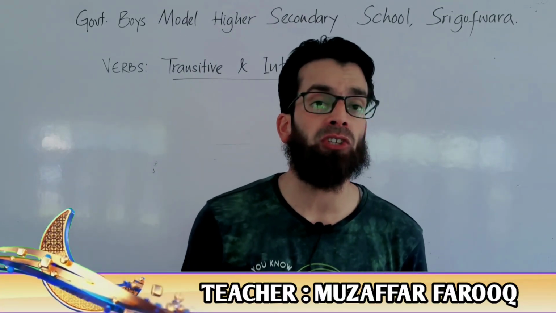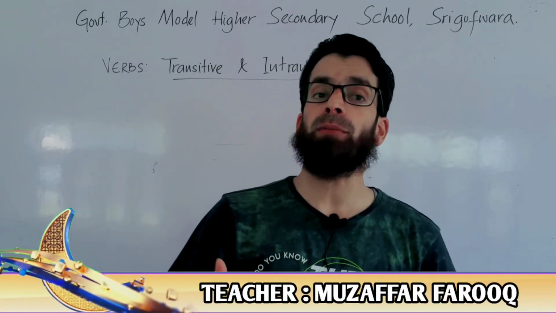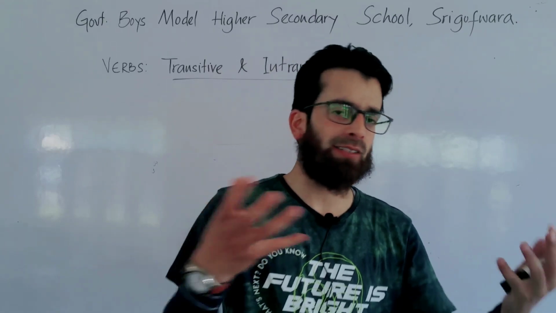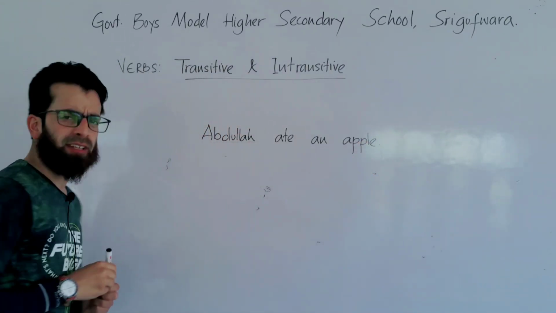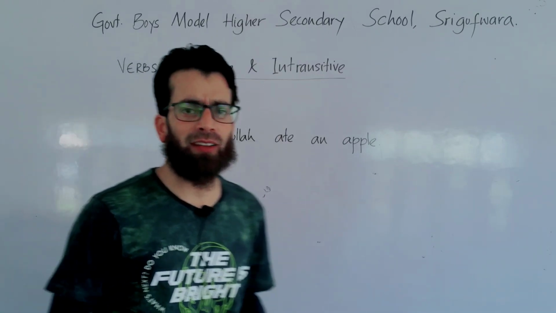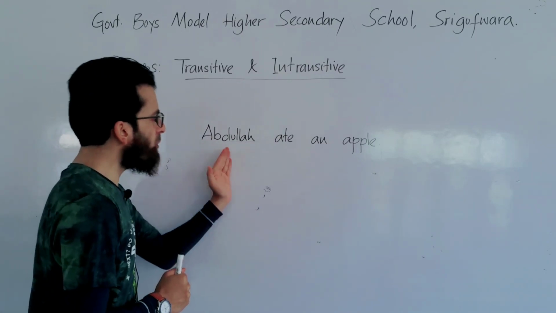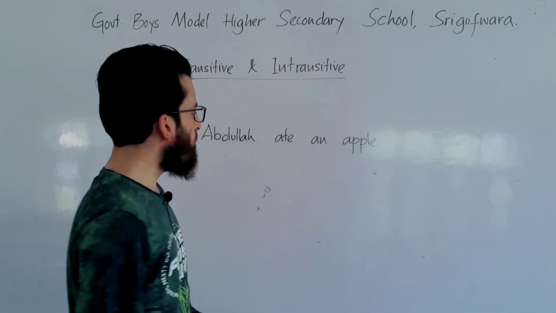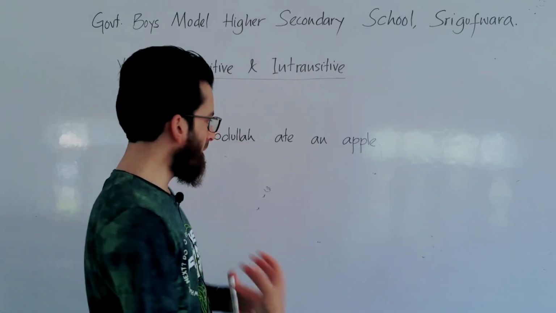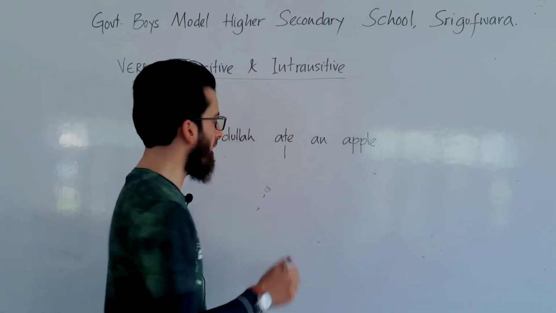There must be an agent, and not only an agent, not only a subject, there must be an object. For example, let's take a simple sentence, we can understand this with a simple sentence. Abdullah ate an apple. So the main verb, the dynamic verb, is ate, and it is the past form of eat.